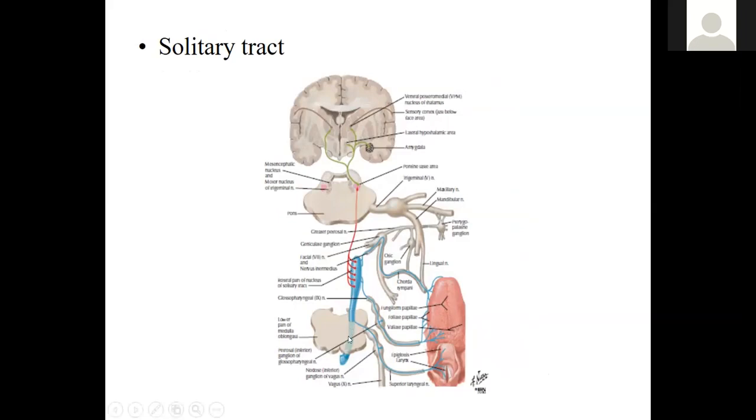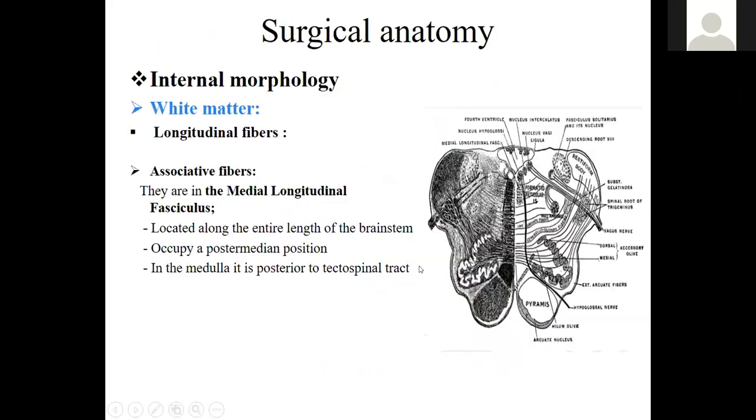Solitary tract here. It's responsible for some sensations at the level of the tongue and sensory perceptions. So, concerning the associative fibers, they concern mainly the medial longitudinal fasciculus, which is always located in the posterior median portion of the medulla oblongata and is present all throughout the length of the medulla oblongata.